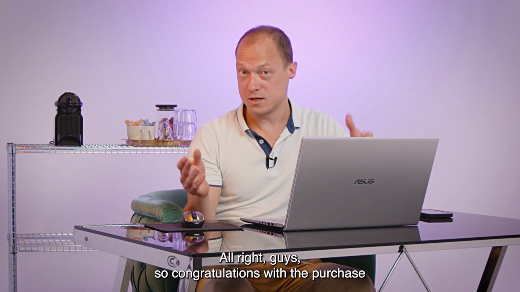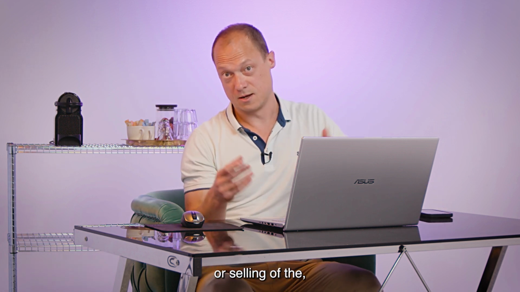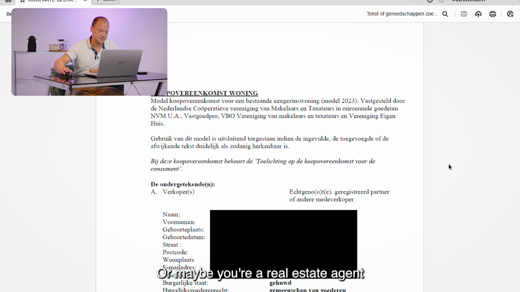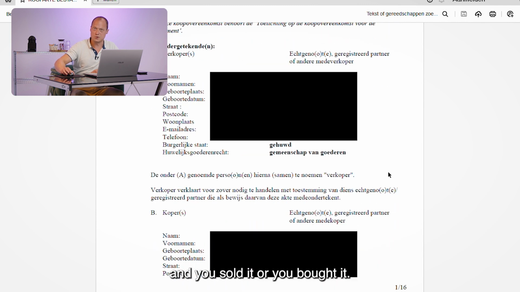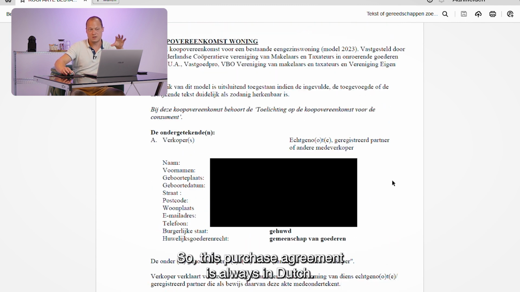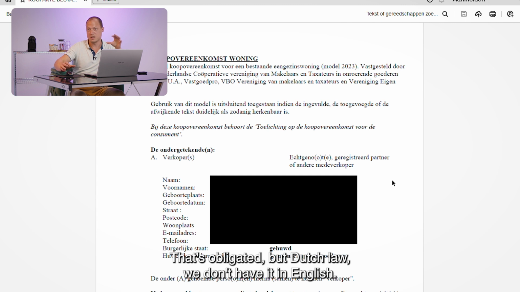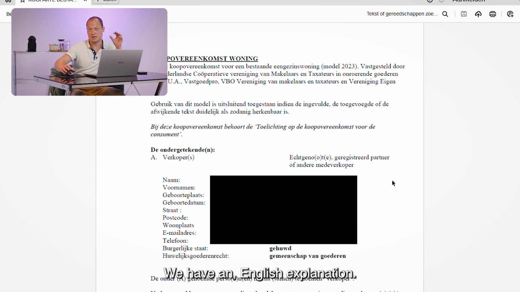So congratulations with the purchase or selling of the house you just did. Or maybe you're a real estate agent and you sold it or you bought it. So this purchase agreement is always in Dutch. That's obligated by Dutch law. We don't have it in English. We have an English explanation, but don't read it because you won't understand it. Just watch this video. All right, here we go.